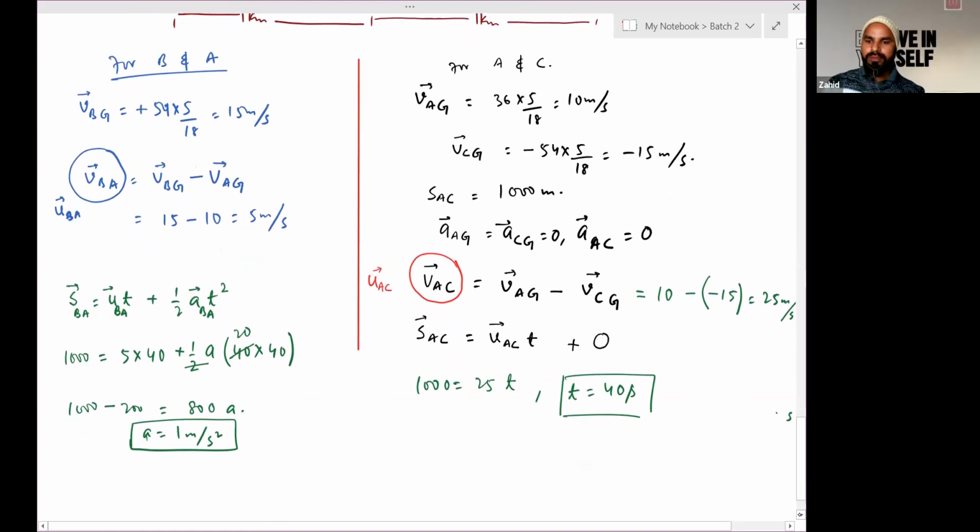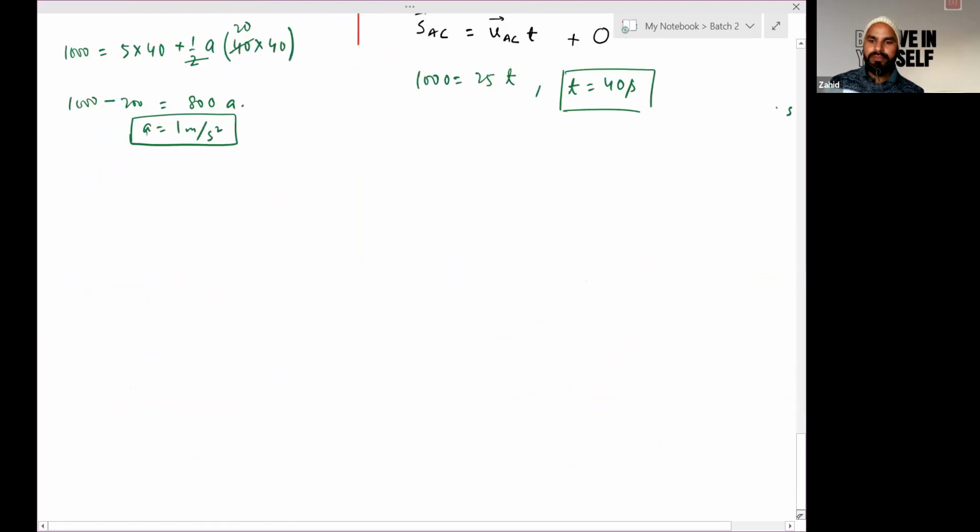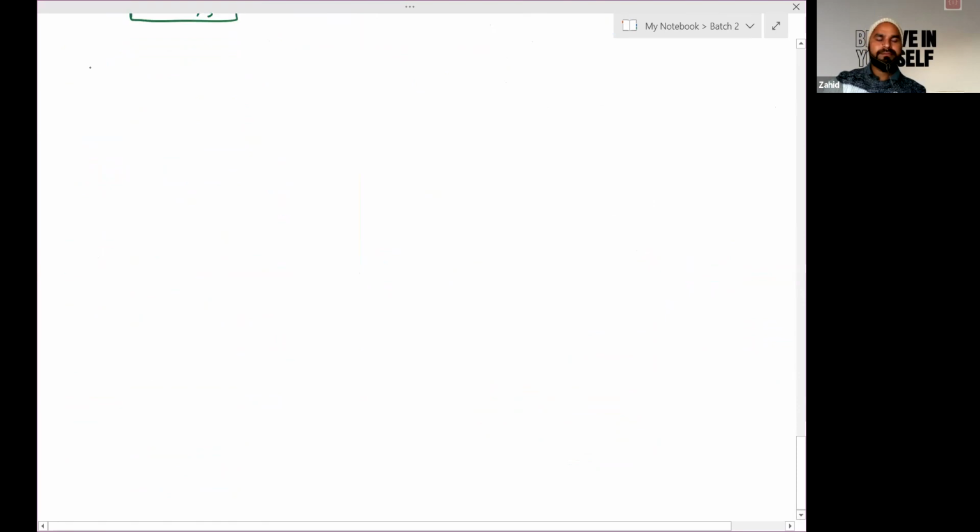So this is all about relative motion in 1 dimension. Next is relative motion in 2 dimensions, in which the first problem would be the river and swimmer problem.